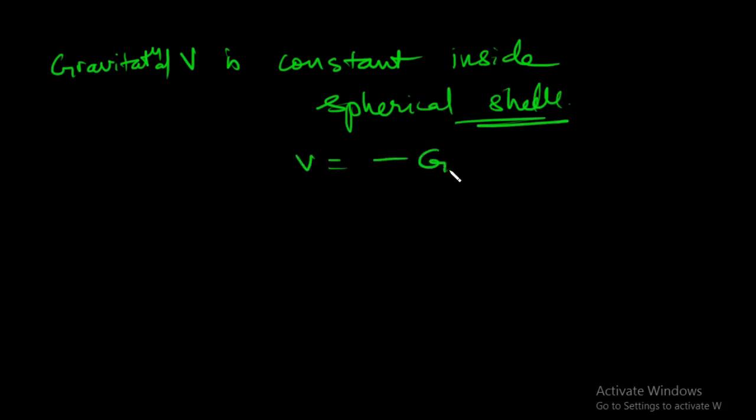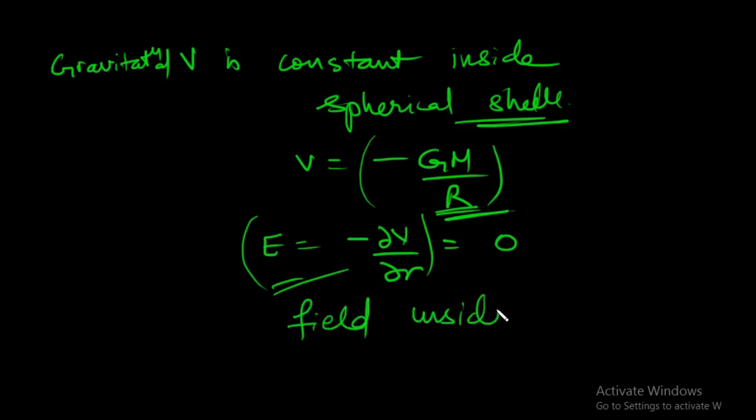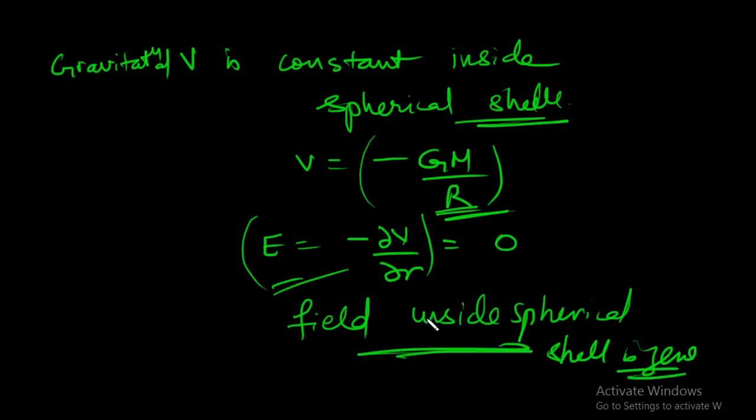So V is minus Gm by R. What would you expect the gravitational field to be? I had already told you field is minus del V by del R. This is partial differential, but since we have only one variable, this becomes simple differential. So this is 0 because R is a constant over here. So field inside spherical shell is 0. Just remember this. This is a very, very important statement.